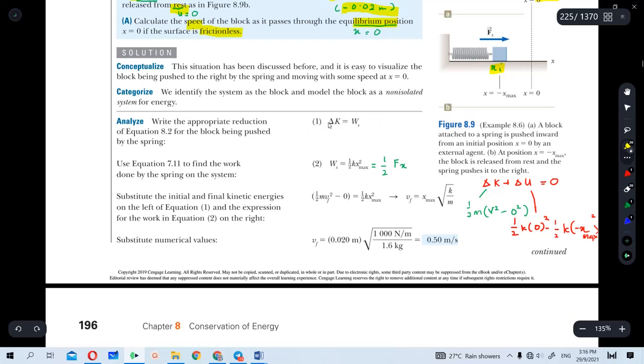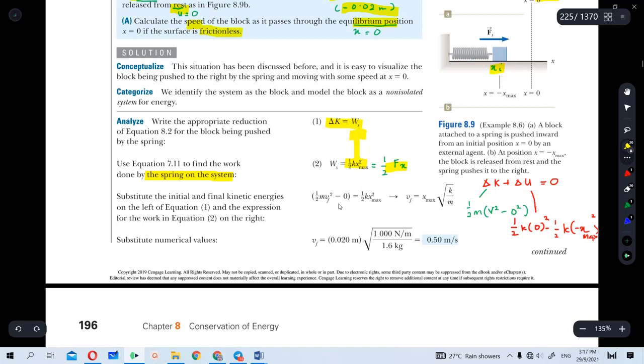As portrayed by the book, we use the work energy theorem, where the work supplied, or the work done by the spring on the system, is half kx squared, or perhaps from high school, half force times x, where the force is the spring force. This is high school. Alright, so look at how it's substituted. So this expression would be here. We find that the change of the kinetic energy is equivalent to half kx squared.